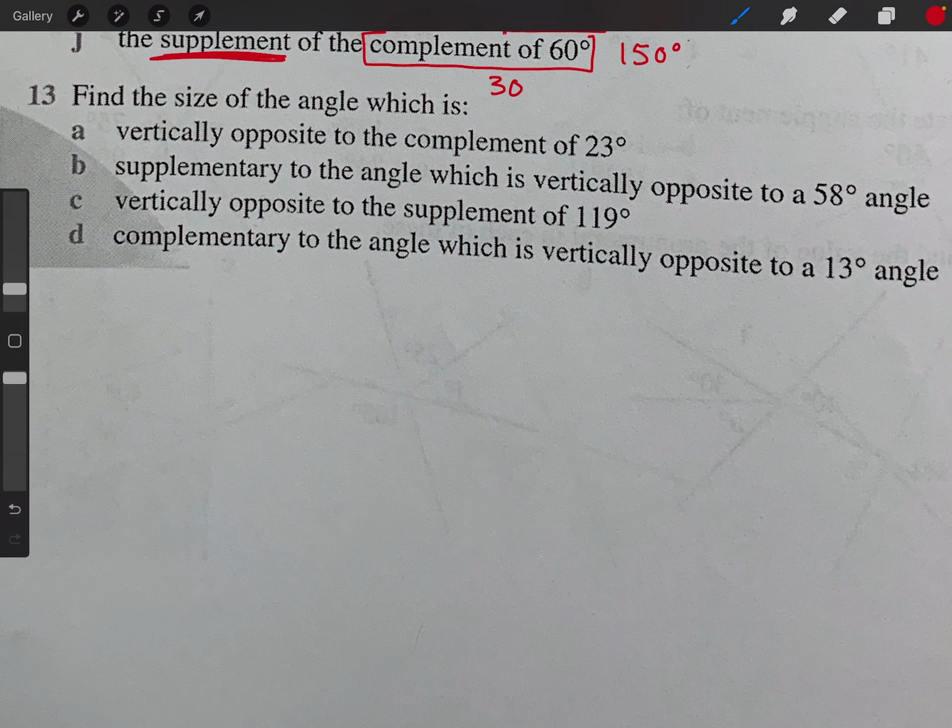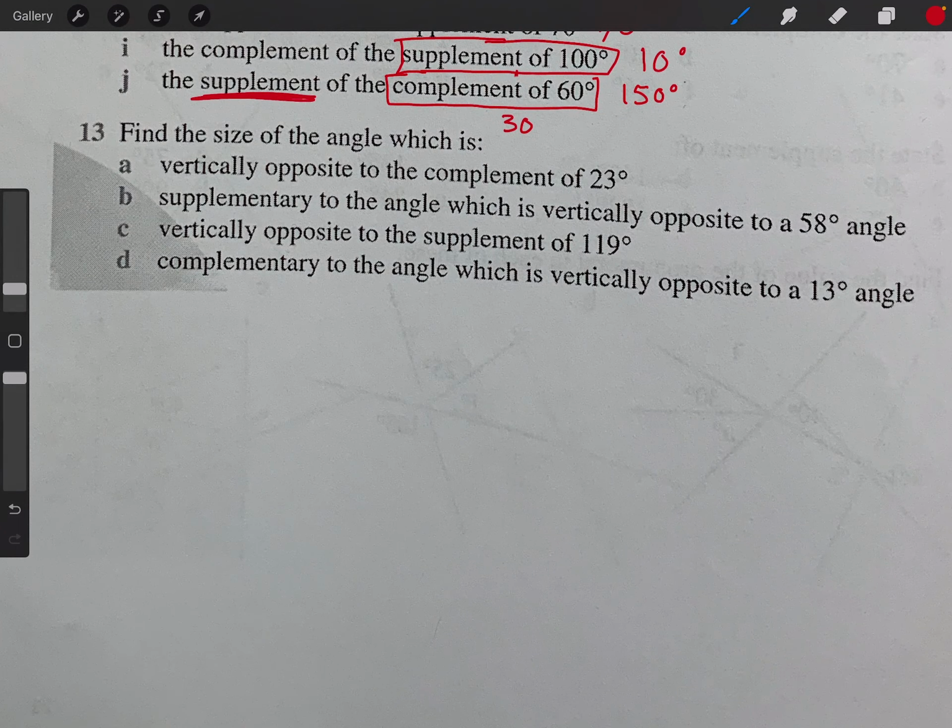Question 13. Find the size of the angle which is vertically opposite to the complement of 23. Okay, first I'm going to find what the complement of 23 is. So I'm going to do 90 take away 23. That will be 67. Yeah, that's right. So the complement of 23 is 67.